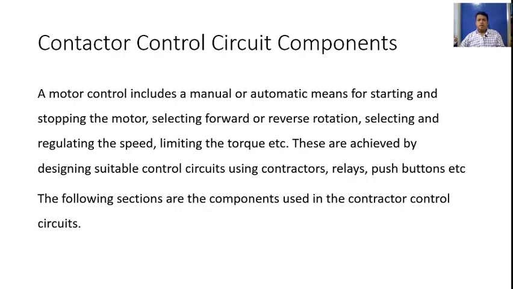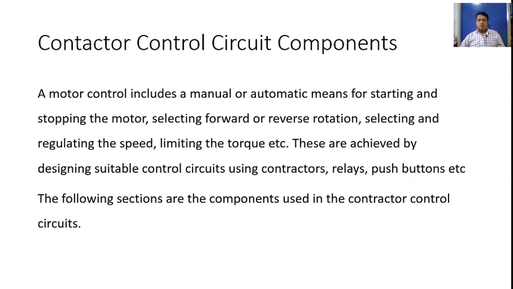Now, contactor control circuit components. What are contactor control circuit components? A motor control includes a manual or automatic means for starting and stopping the motor, and selecting the forward or reverse rotation. So what is a motor control? It stops or starts, and it also has forward and reverse directions of rotation. Then selecting and regulating the speed and limiting the torque, etc., are the control circuit components.